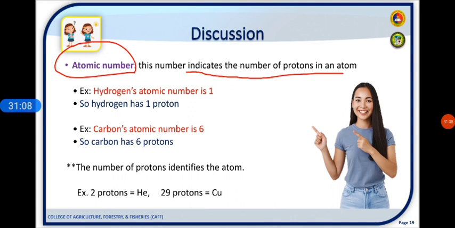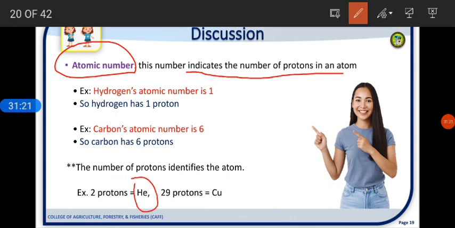Then the number of protons identifies the atom. For example, if we say 2 protons, then we are going to point out that this refers to the element helium, or He. Why? Because He has the atomic number of 2. Now, if you are going to identify the element with 29 protons, then the answer is copper, because copper has the atomic number 29. Therefore it also has 29 protons.